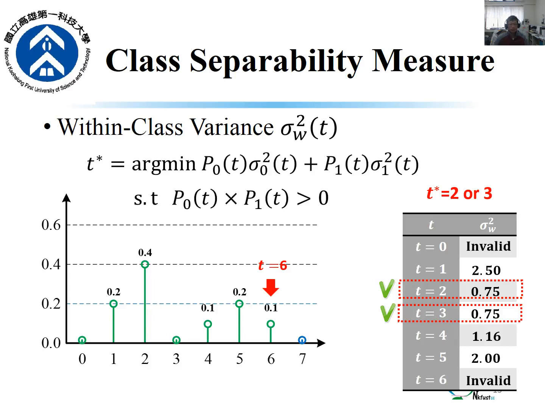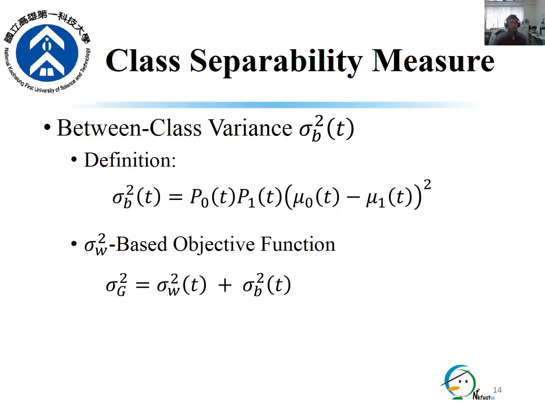Because we have to compute the class variance in within-class variance, it is a second-order statistic and hard to compute. Therefore, the O2 algorithm uses between-class variance as the class separability measure. What is between-class variance, denoted as sigma b squared of t? It is defined as the product of the two class occurrence probabilities and the distance squared between the two class means.